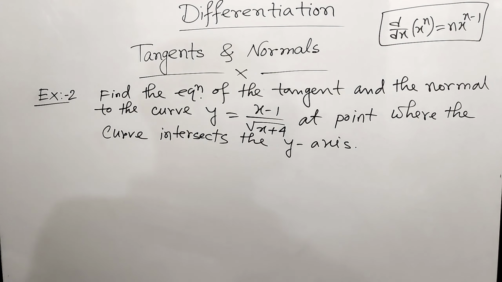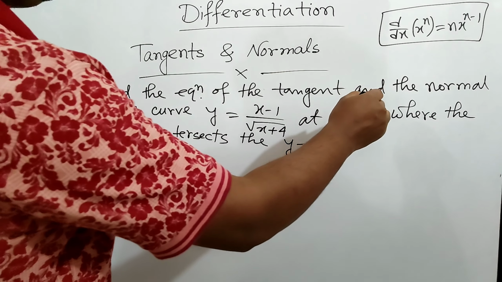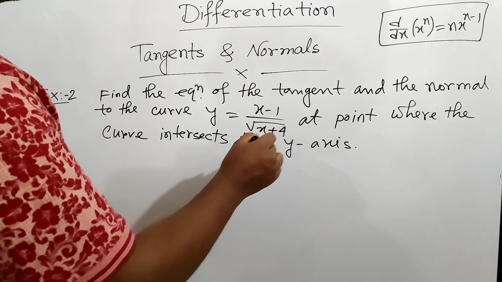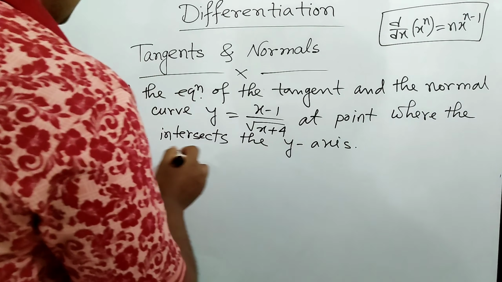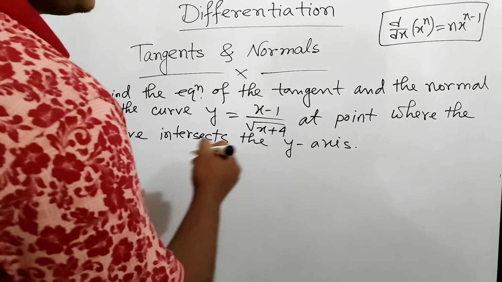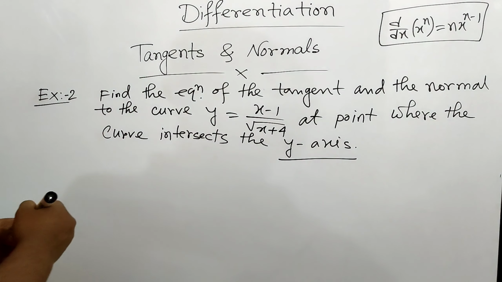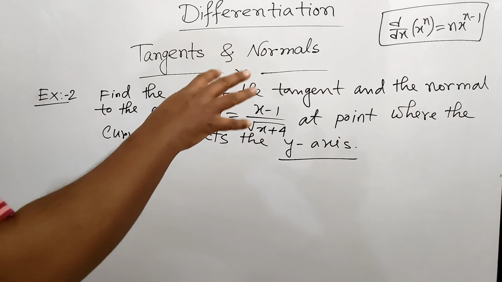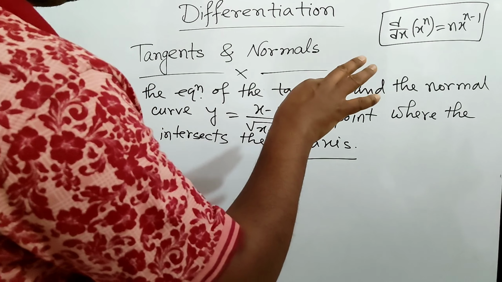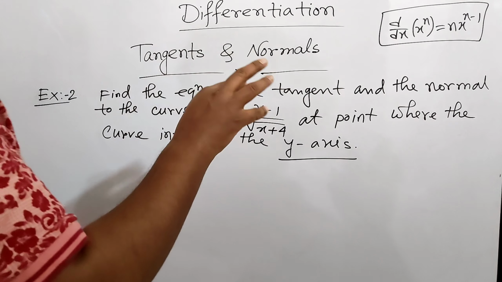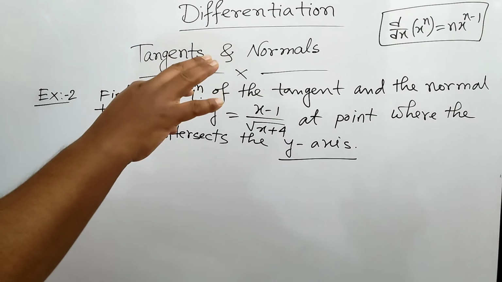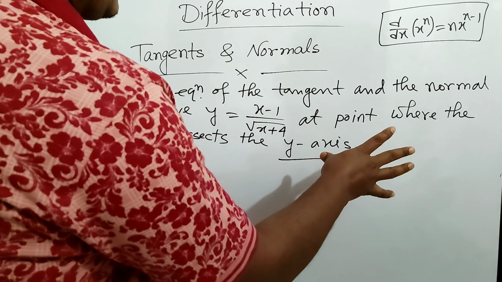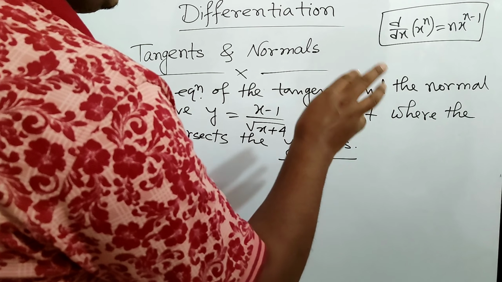If you look at the question, find the equation of the tangent and the normal to the curve y equals (x minus 1) over root of (x plus 4) at the point where the curve intersects the y-axis. This is the important part: intersect at the y-axis. From geometry, when a curve intersects the y-axis, the value of x must be 0. So at the y-axis the x coordinate must be 0. From this information we can assume that the value of x must be 0 at the point.